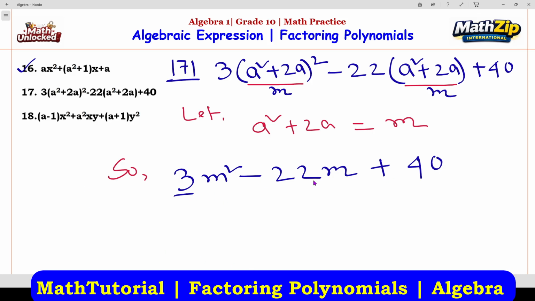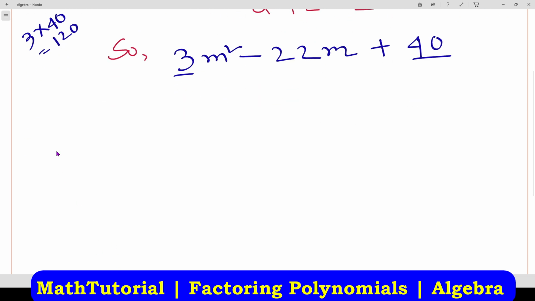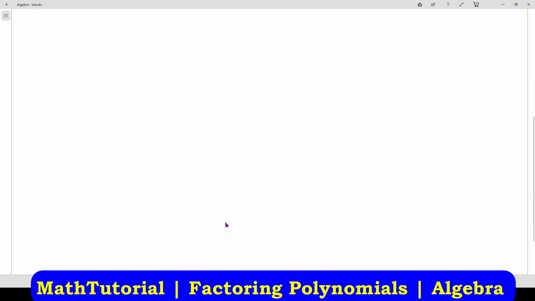So here is a 3 and here is a 40. 3 times 40 will be 120. So now we have to simplify and find two numbers. Once we multiply, we will get 120, and once we add, we will get minus 22. So what is that number, or how can we find this one? So first we have to factorize 120.